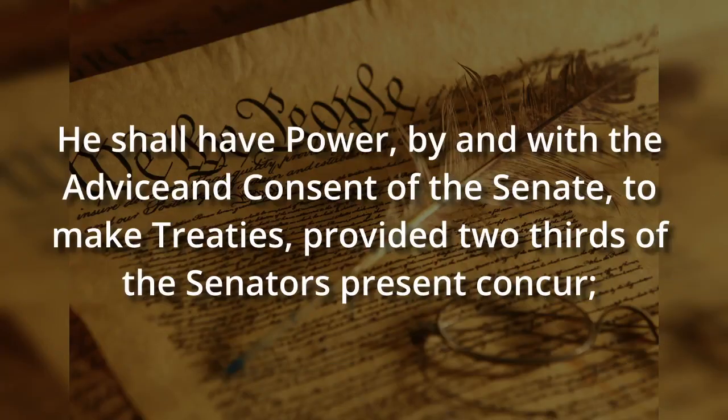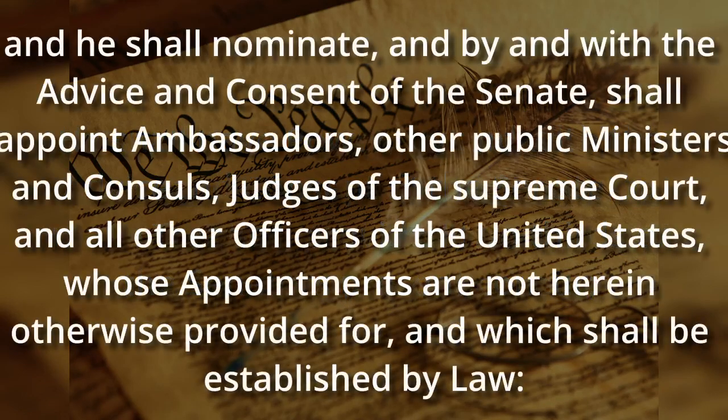Now, there are other powers delegated to Congress. For example, in Article 2, Section 2, Clause 2, we find: he, being the president, shall have power, by and with the advice and consent of the Senate, to make treaties, provided that two-thirds of the senators present concur, and he shall nominate, and by and with the advice and consent of the Senate, shall appoint ambassadors, other public ministers and consuls, judges of the Supreme Court, and all other officers of the United States whose appointments are not herein otherwise provided for, and which shall be established by law.